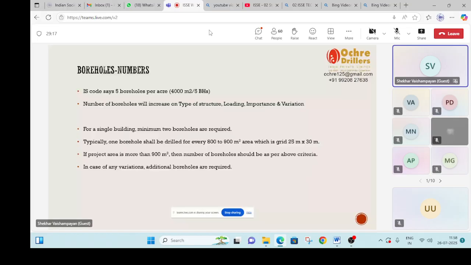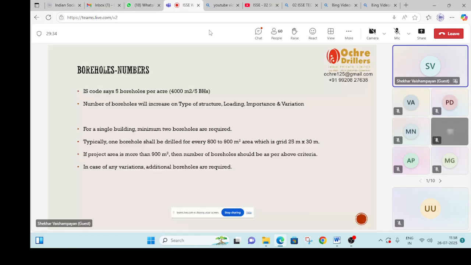We'll go to the next slide. The most common thing we do for investigation is boreholes. Now, typically, what does the IS code say? Now we are coming to brass tacks. The basic introduction is done, and we are now going to the investigation proper.